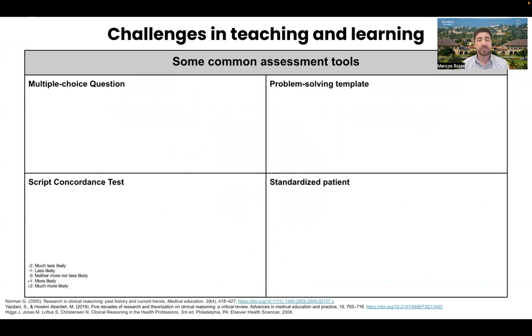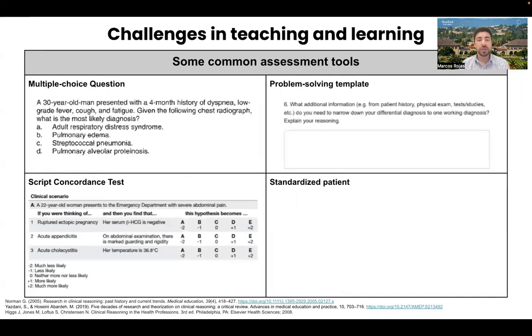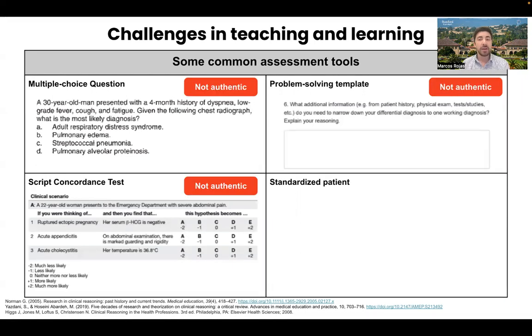But in medical education, we have some challenges when it comes to teach and learn this important skill. Here we have 4 examples of the most common assessment tools that we use to measure this mental process in medical students. Here you have 3 examples: multiple choice question, problem-solving template, and the script concordant test. These 3 options have a common challenge, which is that they give to the medical student a summary of the patient history, physical examination, and the medical tests so they can think about the diagnosis of the patient.